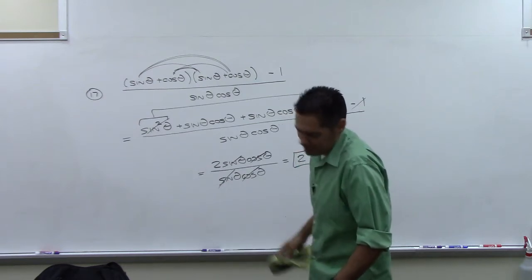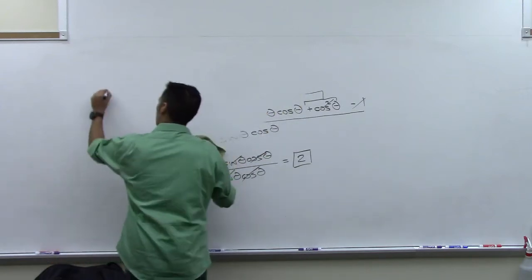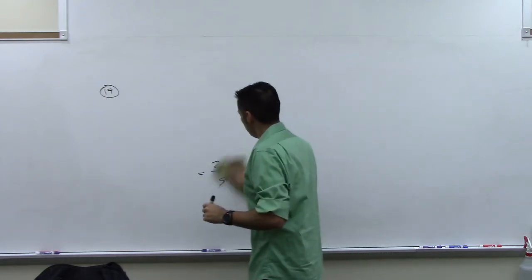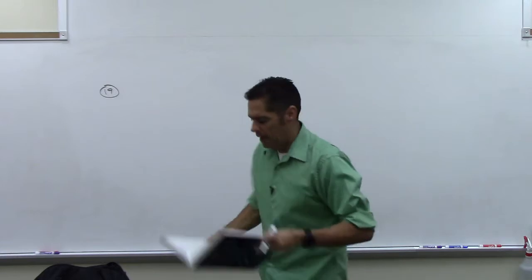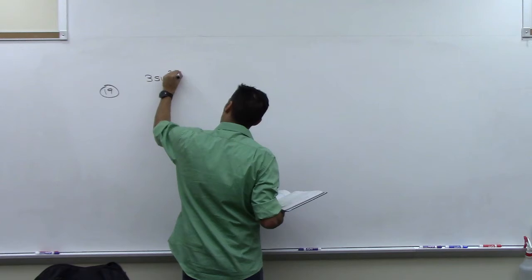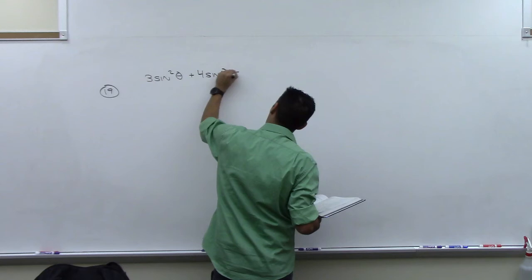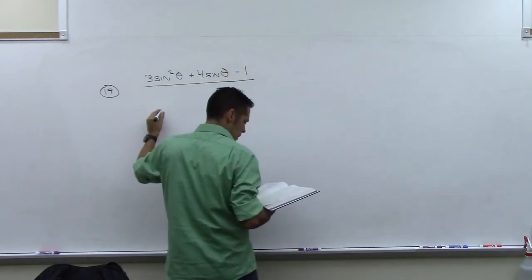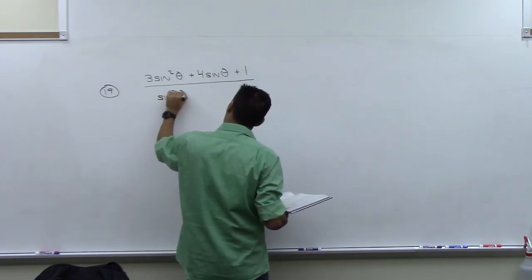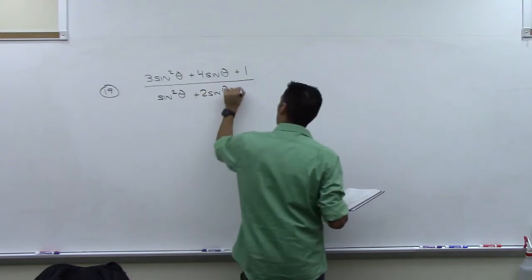All right, number 19. So the instructions on 19 are to factor and simplify. Factor and simplify. So 3 sine squared theta plus 4 sine theta plus 1, over sine squared theta plus 2 sine theta, and then plus 1.